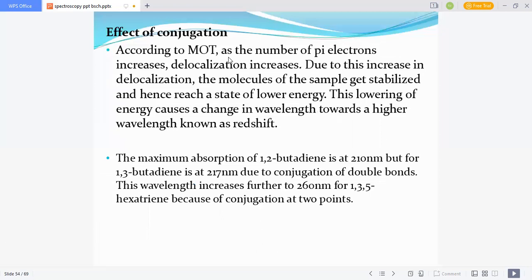Effect of conjugation. According to MO theory, as the number of pi electrons increases, delocalization increases. Due to this increase in delocalization, the molecule gets stabilized and hence reaches a state of lower energy. This lowering of energy causes a change in wavelength towards the higher wavelength, known as red shift. The maximum absorption of 1,2-butadiene is at 210 nanometer, but for 1,3-butadiene it is at 270 nanometer due to conjugation of double bonds. This will increase further by 60 nanometer for 1,3,5-hexatriene, etc., because of conjugation at two points.